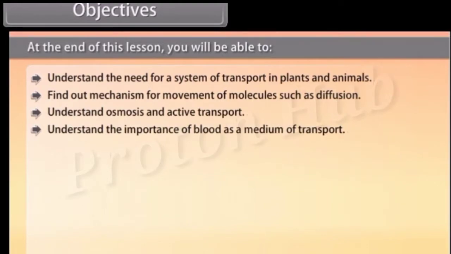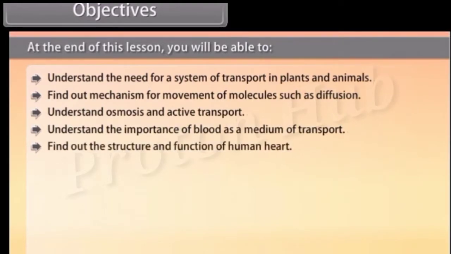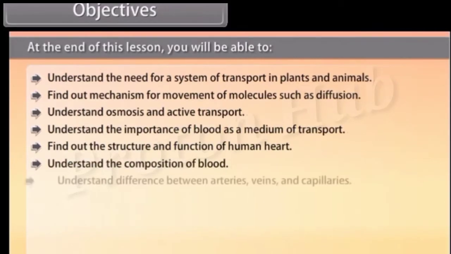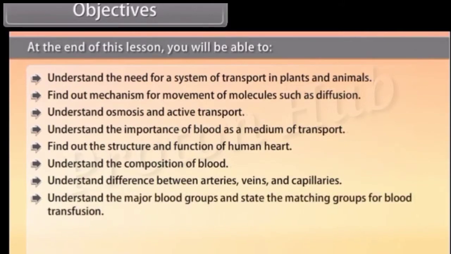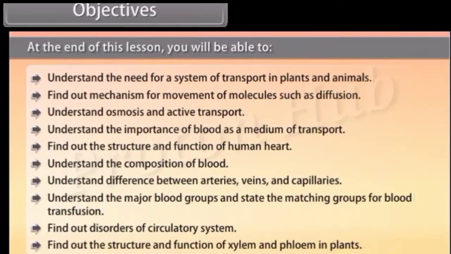of blood as a medium of transport, find out the structure and function of the human heart, understand the composition of blood, understand the difference between arteries, veins and capillaries, understand the major blood groups and state the matching groups for blood transfusion, find out disorders of the circulatory system, and find out the structure and function of xylem and phloem in plants.